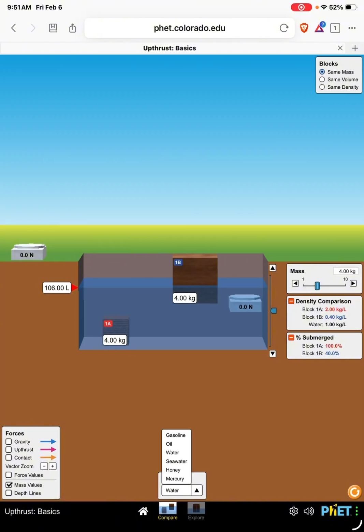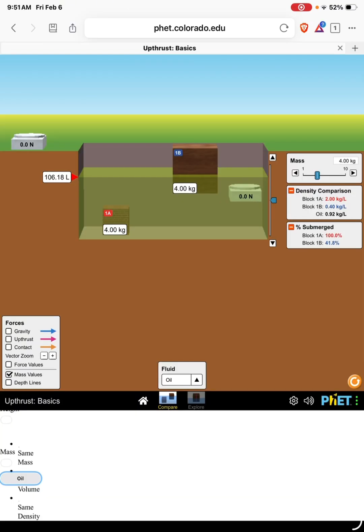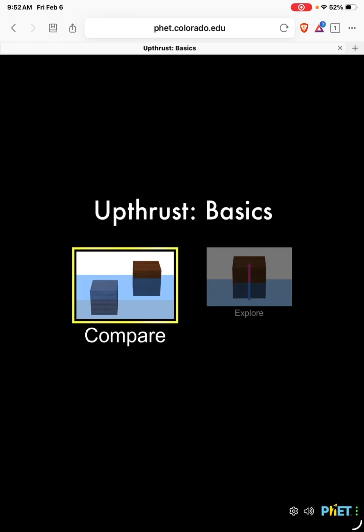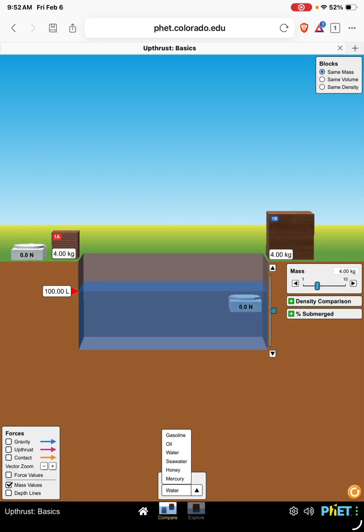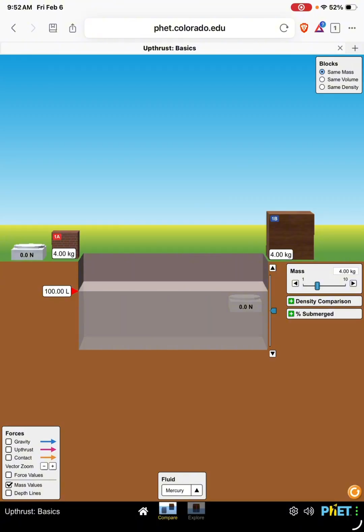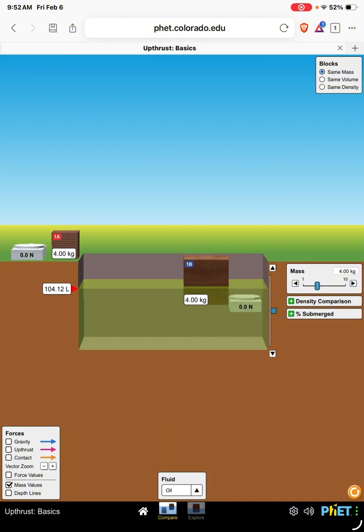Let's change the fluid. Let's use something denser. Let's use oil. Did something happen? I don't know why it misbehaves. Okay, not mercury. Let's do oil. So it submerges more into oil, but this one submerges slower.